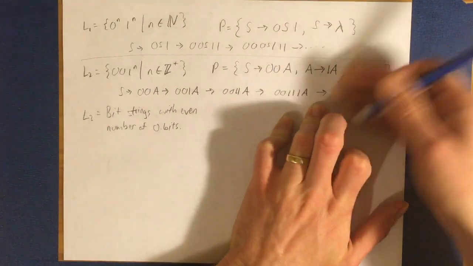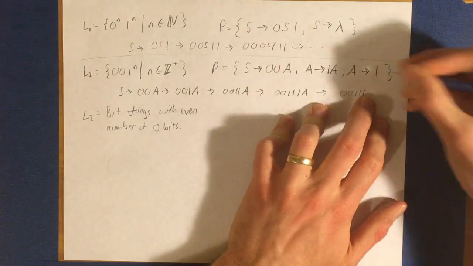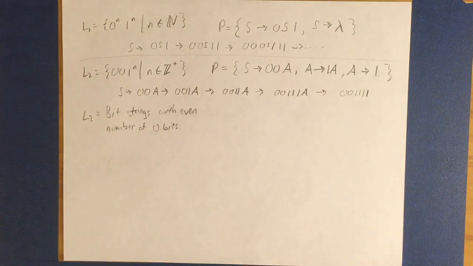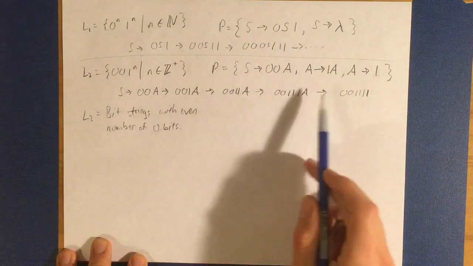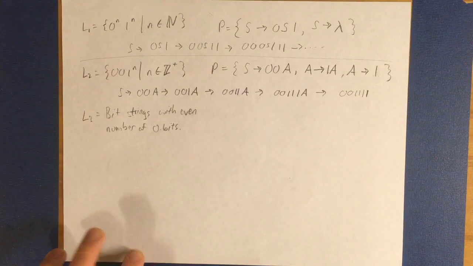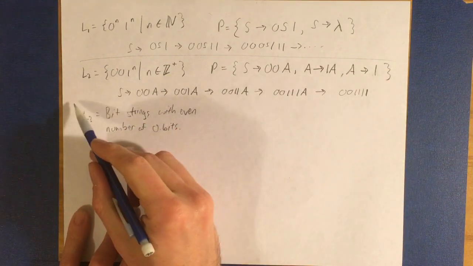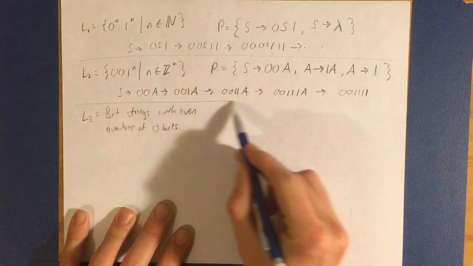So one way I can fix that is, instead of ending by replacing A with lambda, end by replacing A with a 1. Then you would be concatenating one more 1 on the end of your string, but it would make it such that whenever you drop out, you're going to have at least one 1 at the end. That is one possible way to fix that so that it works with a positive integer number of 1s.